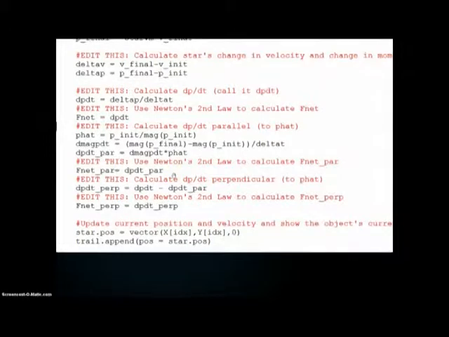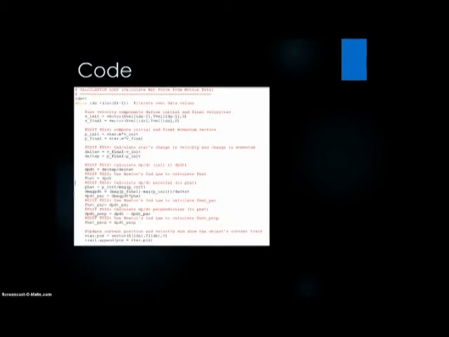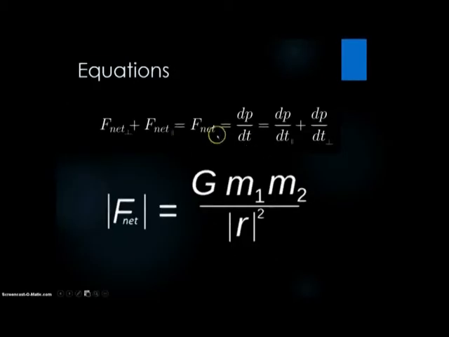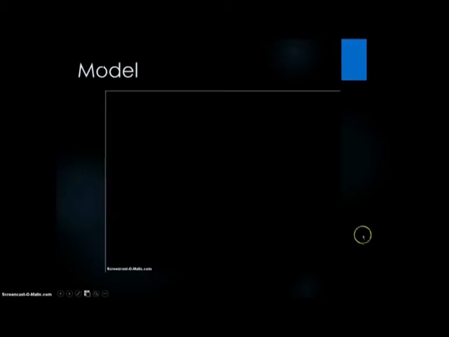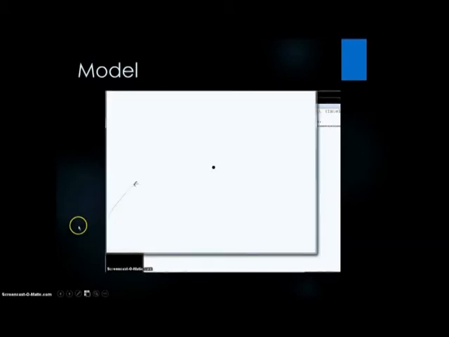One of the properties of having Fnet equal to dp/dt is that Fnet parallel is equal to dp/dt parallel, and Fnet perpendicular is equal to dp/dt perpendicular. For the final perpendicular, we just take the overall and subtract our parallel from it, which, as we saw earlier from this equation right here. Now, when we run that code, we get this model.